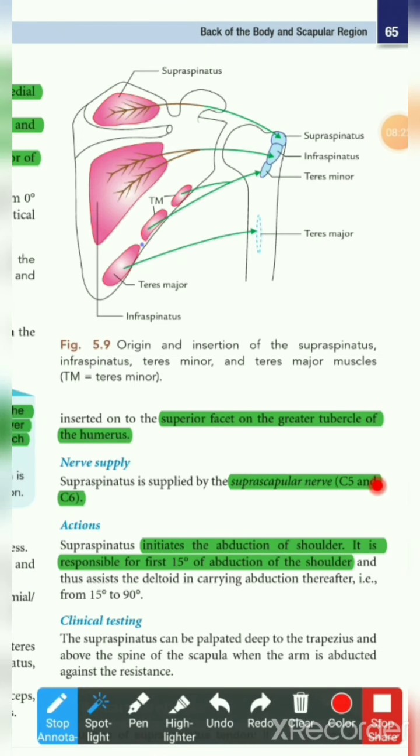Now let's see how it looks. This is the teres minor muscle. It is originating from the posterior surface of the scapula on its lateral border. We can say in the upper two-third of the lateral border of the posterior surface of the scapula, it is originating, and it is inserted in the lower facet of the greater tubercle of the humerus.